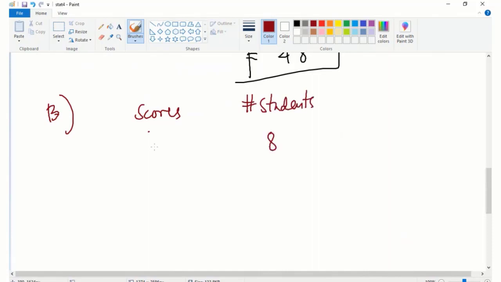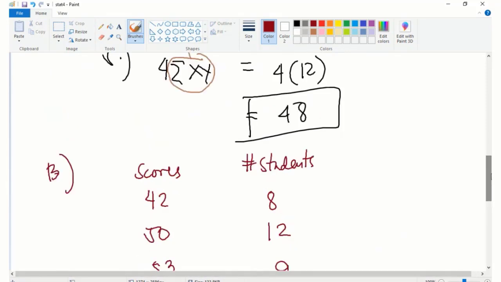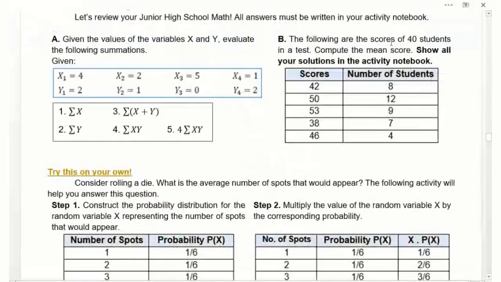Merong 8 estudyante na nakakuha ng 42 points. Next, merong 12 na estudyante ang nakuha nila 50 points. Merong 9 na estudyante ang nakuha nila 53. At meron namang 7 estudyante na nakakuha ng 38 points. At merong 4 na estudyante ang nakuha ay 46 points. Okay. Now, sabi doon, merong 40 students in total.